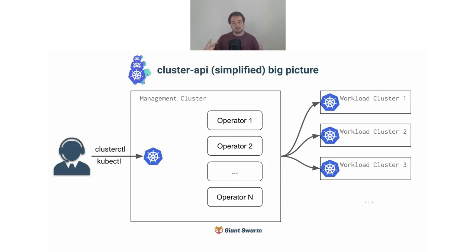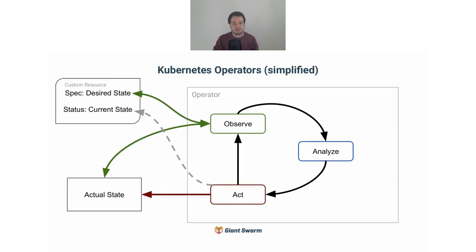And now we get a slightly lower view: there's a person that talks to the management cluster through kubectl or a Cluster API specific CLI like clusterctl, interacts with this Kubernetes cluster, creates CRs for these operators, and then there's just a bunch of operators that roll out all workload clusters. So far, so good. Still pretty simple, still a pretty high-level view of things.